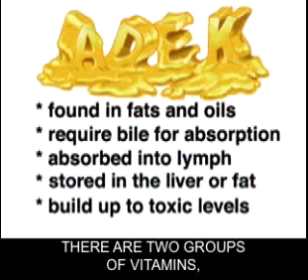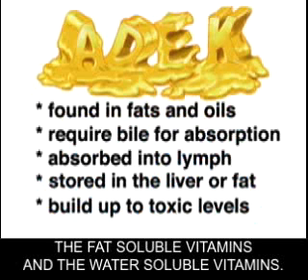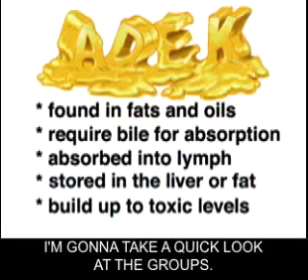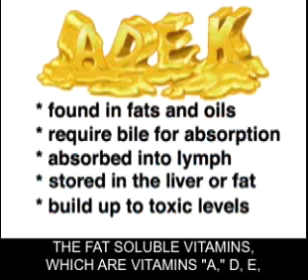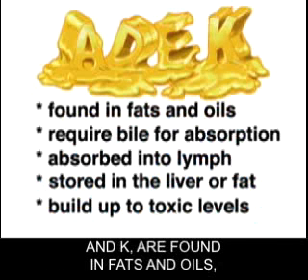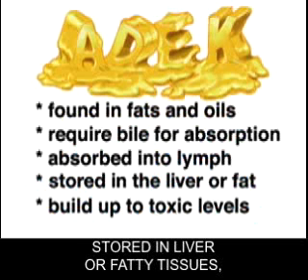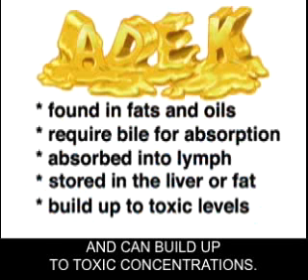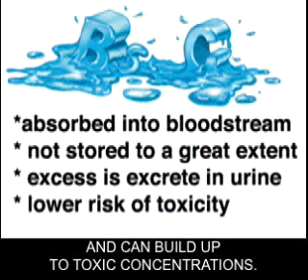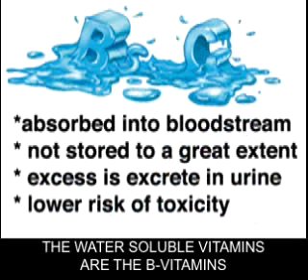There are two groups of vitamins, the fat-soluble vitamins and the water-soluble vitamins. I want to take a quick look at the groups. The fat-soluble vitamins, which are vitamins A, D, E, and K, are found in fats and oils, which is not surprising, require bile for absorption, are absorbed into the lymph, stored in the liver or fatty tissues, and can build up to toxic concentrations. The water-soluble vitamins are the B vitamins and vitamin C.